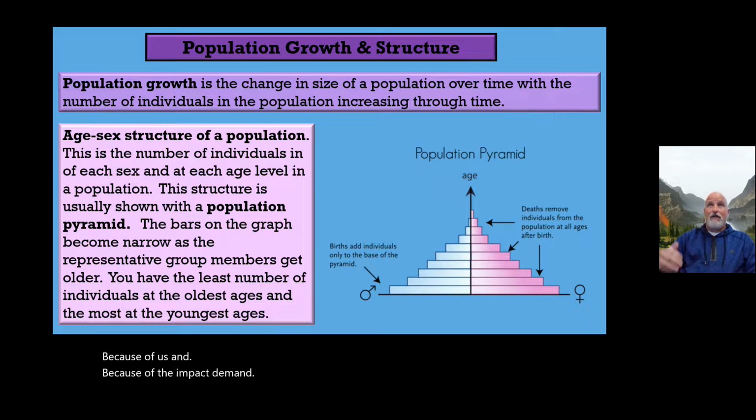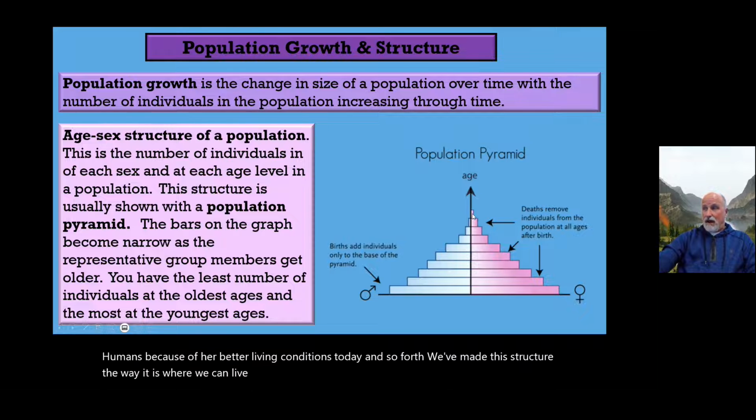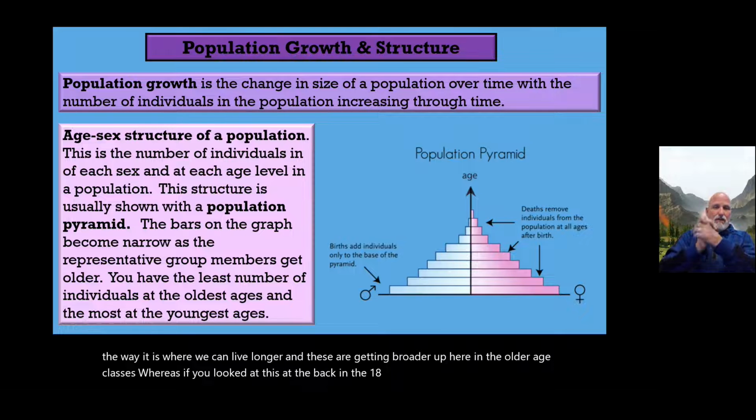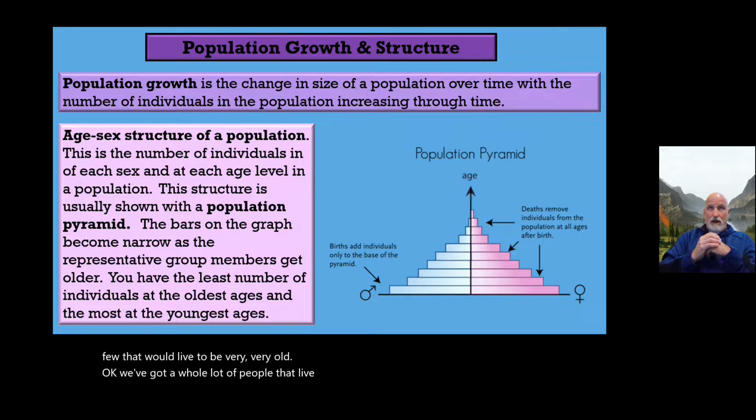Now humans, because of our better living conditions today and so forth, we've made this structure the way it is, where we can live longer. These are actually getting broader up here in the older age classes. Whereas if you looked at this back in the 1800s, there'd be very, very few that would live to be very, very old. The way we see it today, we've got a whole lot of people that live into their 80s and 90s and beyond.